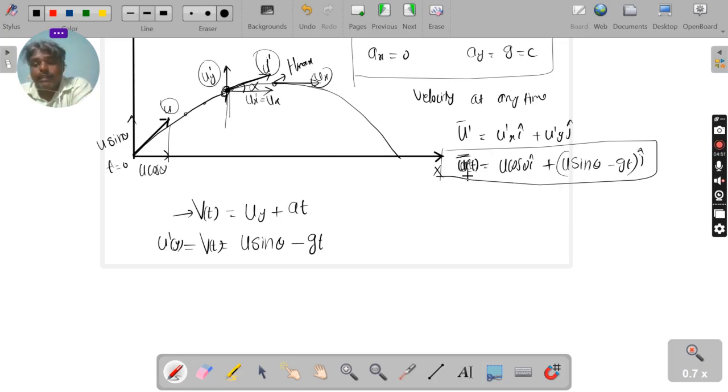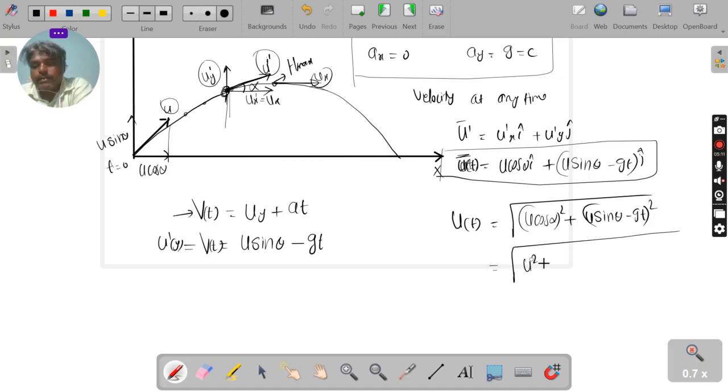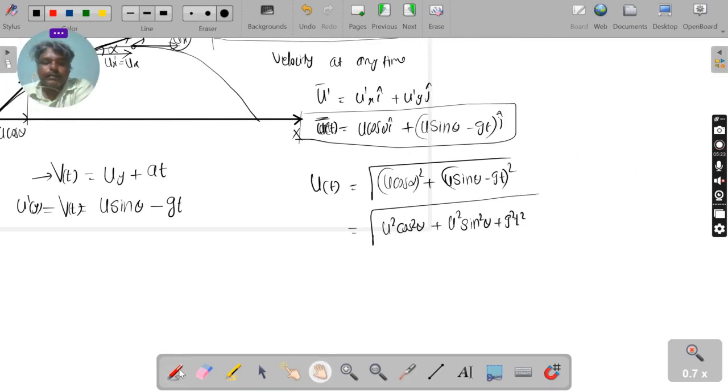Before that, we find out the velocity at any time in magnitude. Velocity at any time is equal to root of u cos theta the whole square plus u sin theta minus g t the whole square. Very easy idea. Square பண்ணிடலாம் இல்லையா? u square cos square theta, and a minus b whole square formula: a square plus b square minus 2ab. சரியா? This is the velocity at any time.